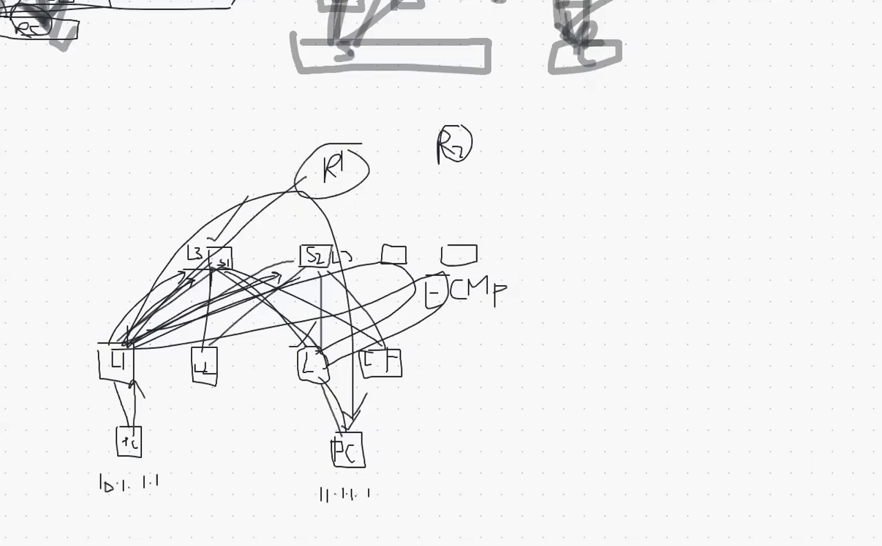Can you just give me the expansion for ECMP again, please? It's equal cost multipath. Thank you.